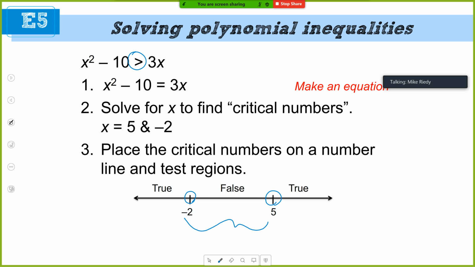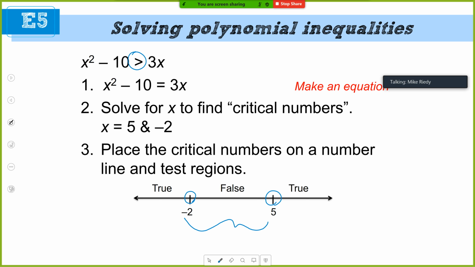Pick a number over here. You can pick any number you want as long as it's bigger than 5. Put in a gabillion. A gabillion squared minus 10 is a big honking number. That's going to be bigger than 3 times a gabillion. It's true. Put in a very negative number, something more reasonable like negative 14. You're also going to get a true statement.